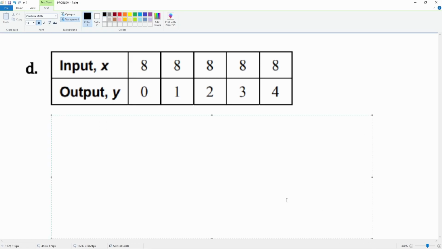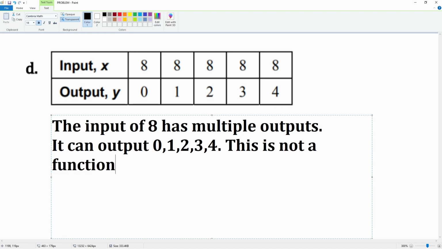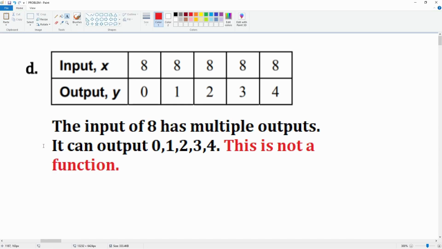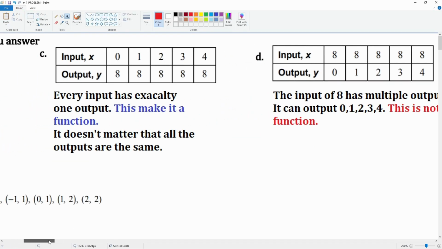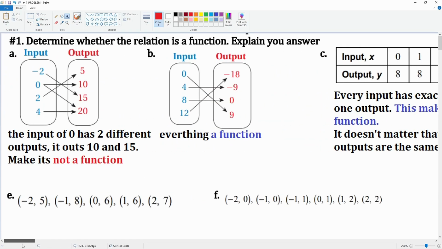Here, let's take a look at this one. The input of 8 has multiple outputs. It can output 0, 1, 2, 3, 4. This is not a function. There you go. So that is C and D. That's the difference between what makes it a function and not a function.